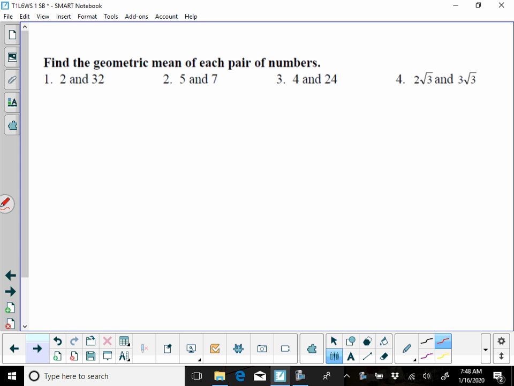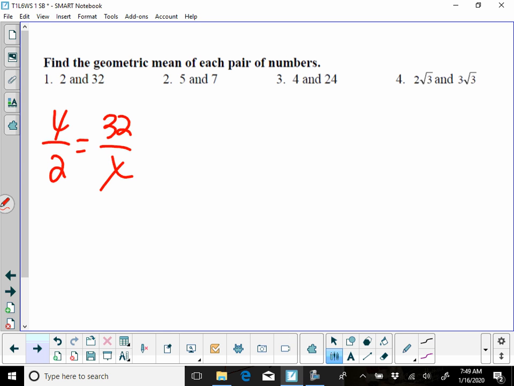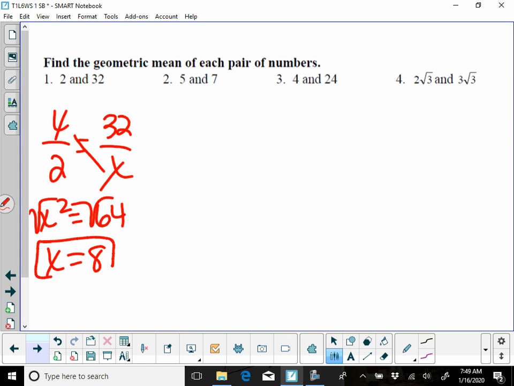Okay, so like for problem number 1 here, find the geometric mean. So they want the mean up and the mean down between these two numbers. So in other words, you're going to have the mean on the top and the mean on the bottom. Okay, so when you cross multiply here, you're going to get x squared is equal to 64. So when we take the square root, we're going to get that the geometric mean is 8.